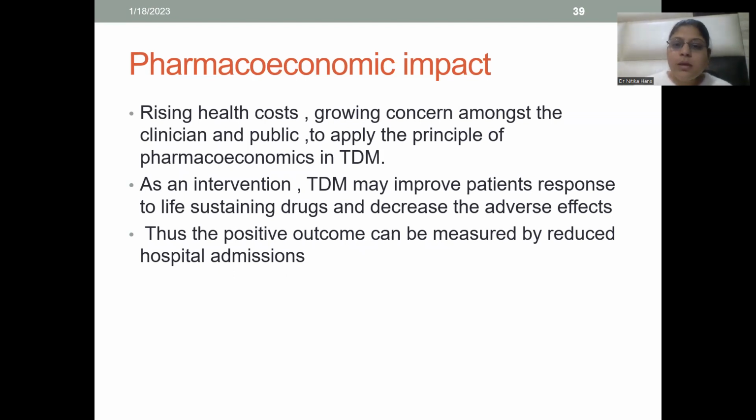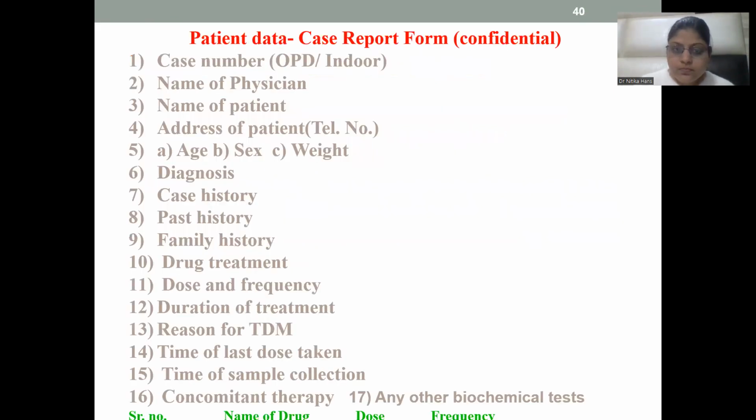Therapeutic drug monitoring may improve patient response, because by doing therapeutic drug monitoring we increase the patient response to life-sustaining drugs and decrease the adverse effects. Thus, the positive outcome can be measured by reduced hospital admissions. It means we produce the positive outcome by doing dose range studies and therapeutic drug monitoring, and that will lead to reduced hospital admissions.